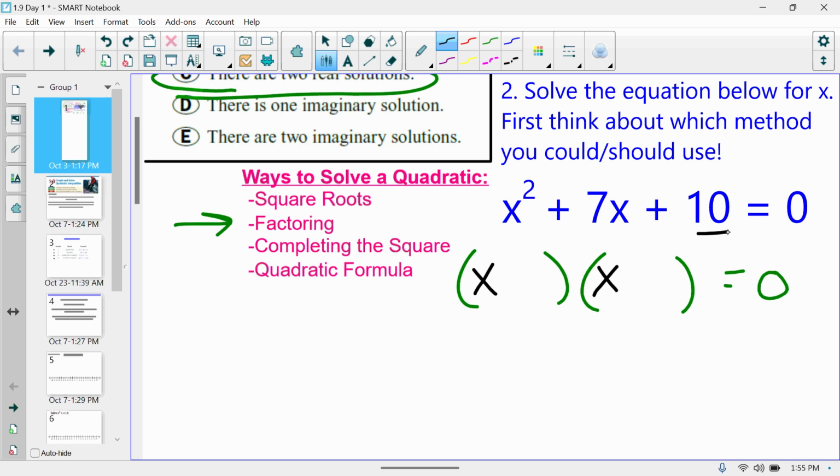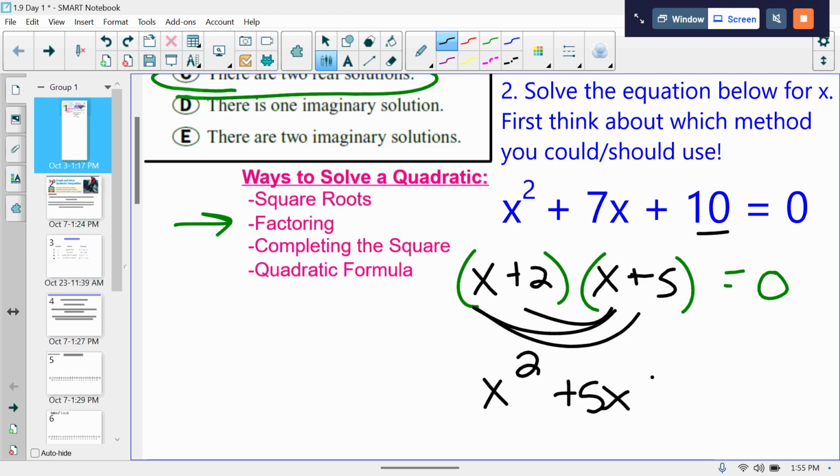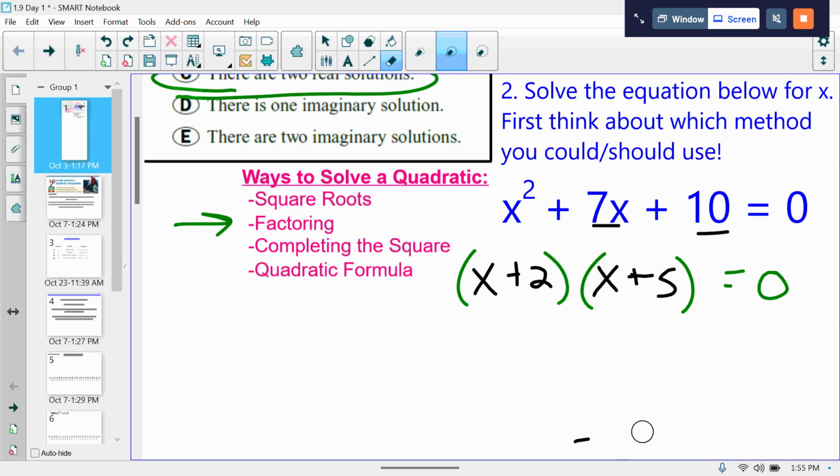And it would have to be 2 and 5 because that adds up to 7 at the same time, right? Like if I FOIL this out, x times x is x squared, outer is 5x, and inner is 2x. Together it equals 7x. 2 times 5 is 10, okay? If you're still not confident in your factoring, again, you just have to FOIL it out and see if it works or not, and it does.